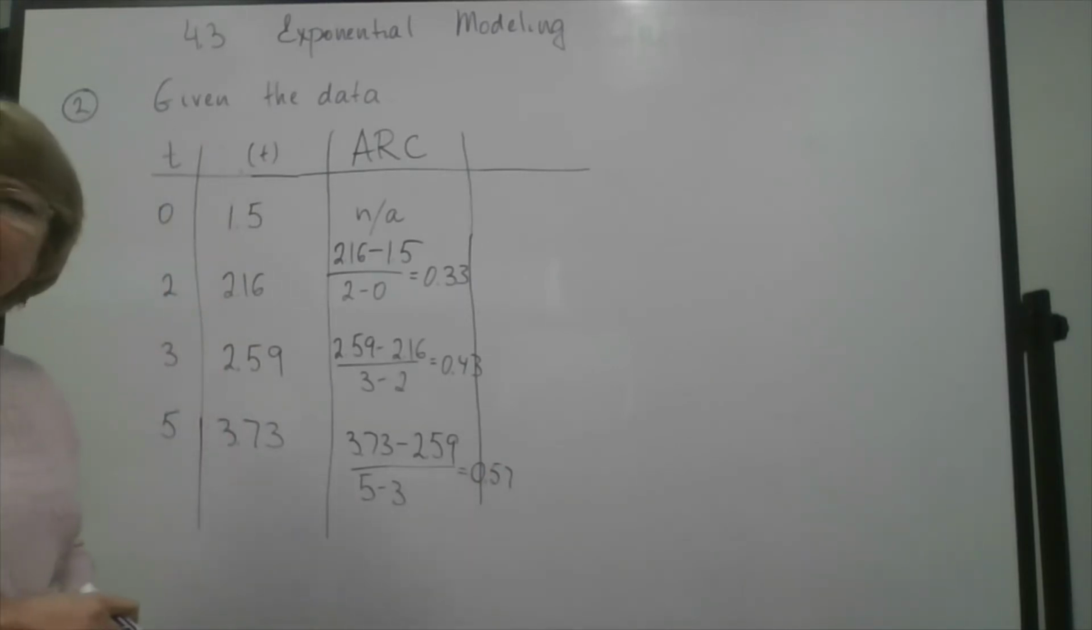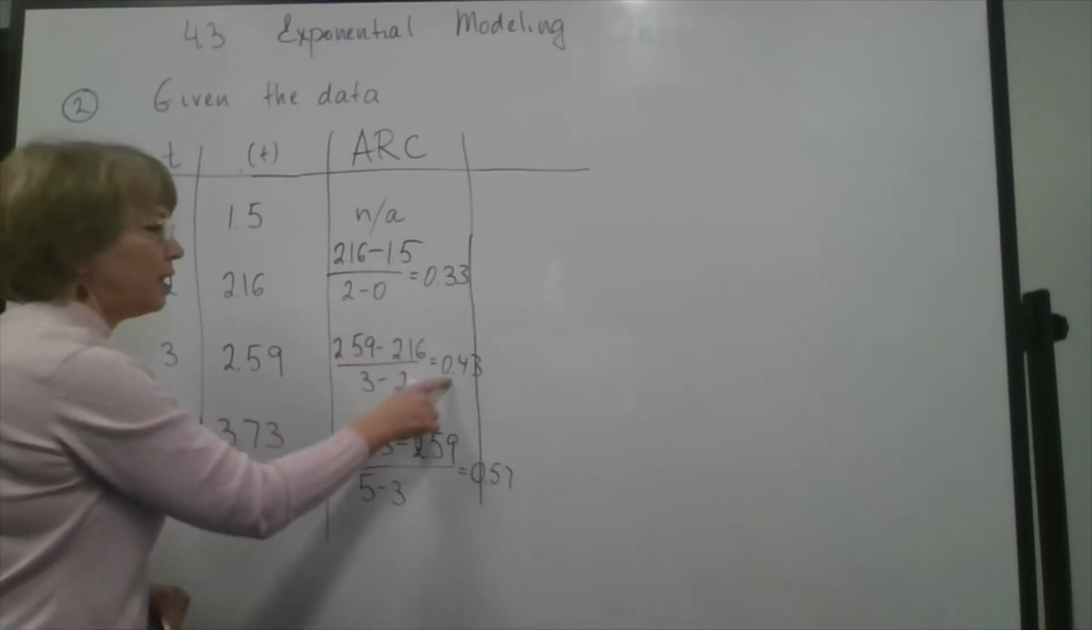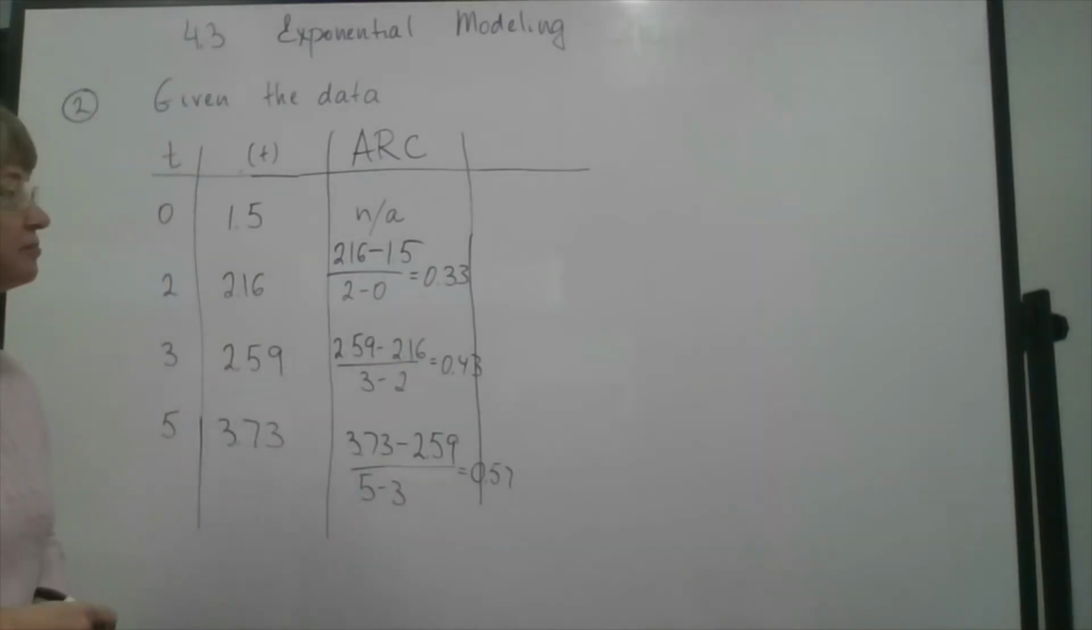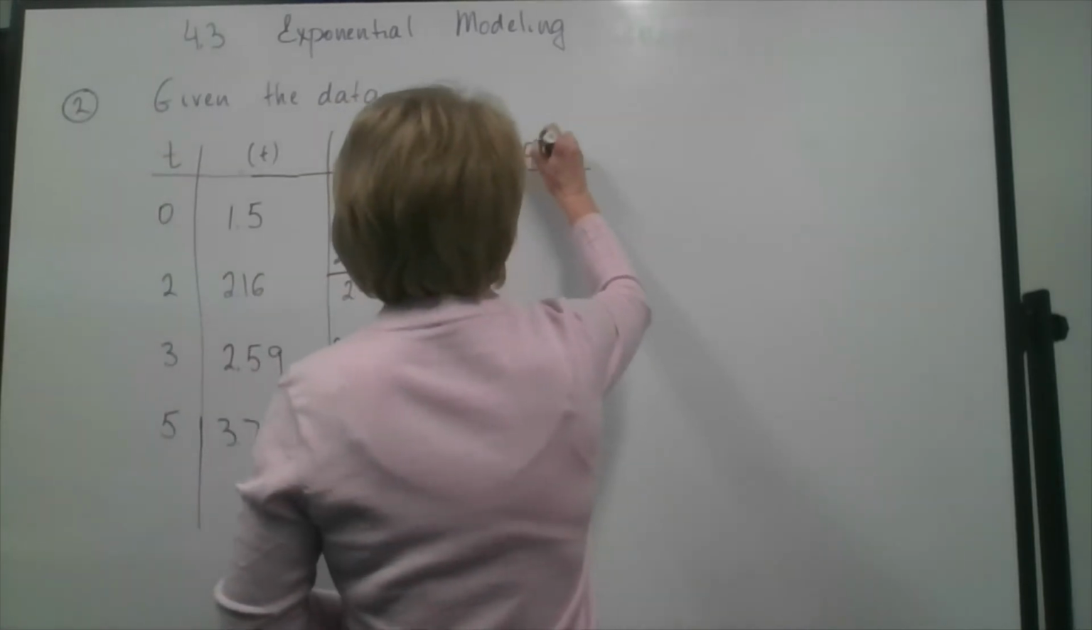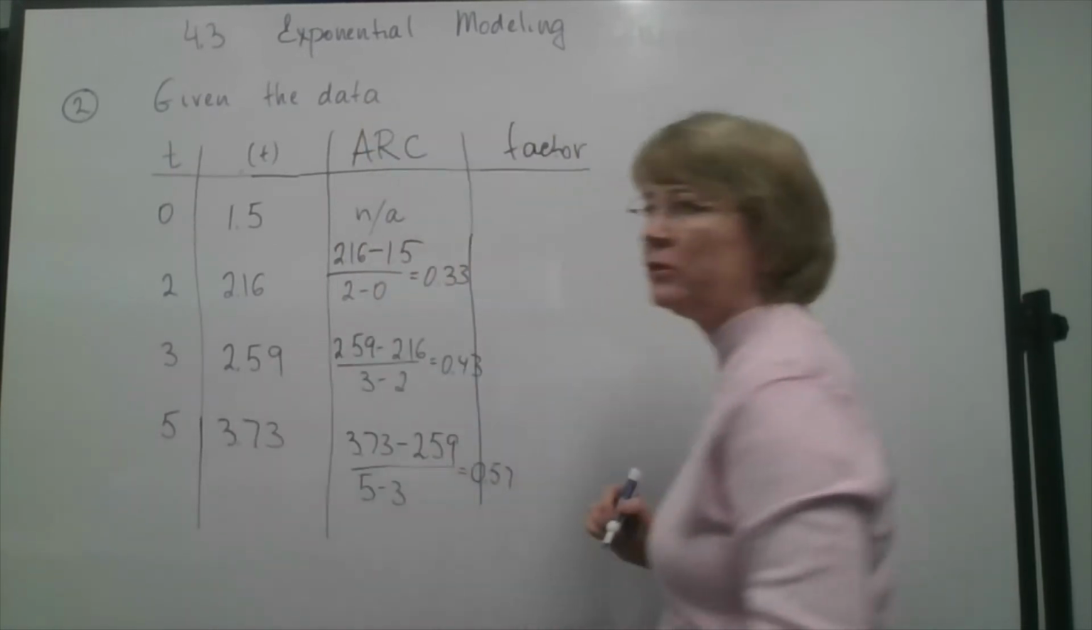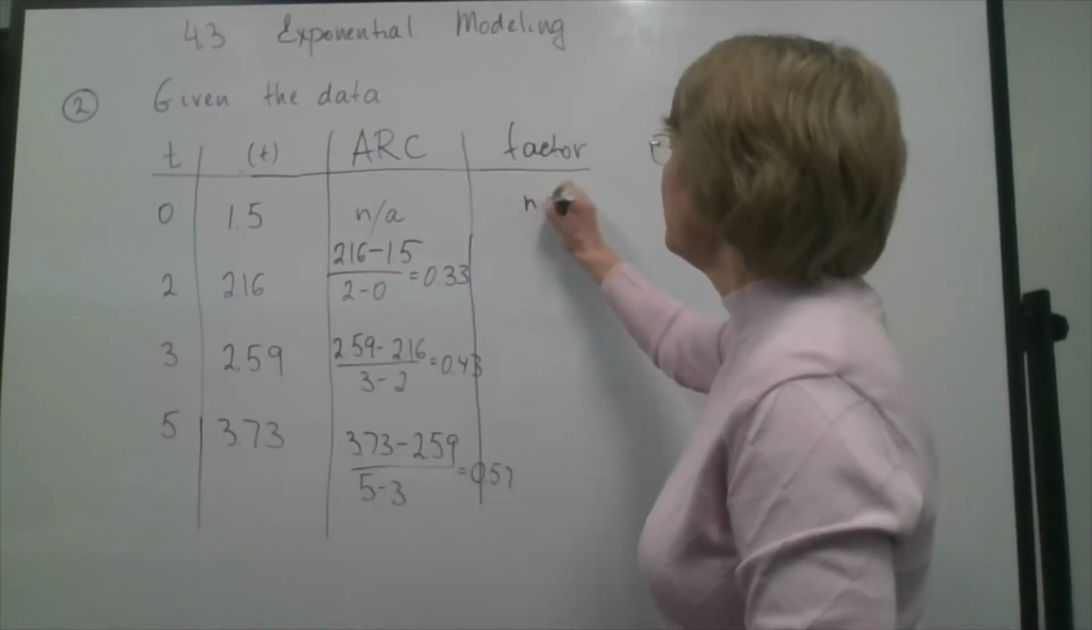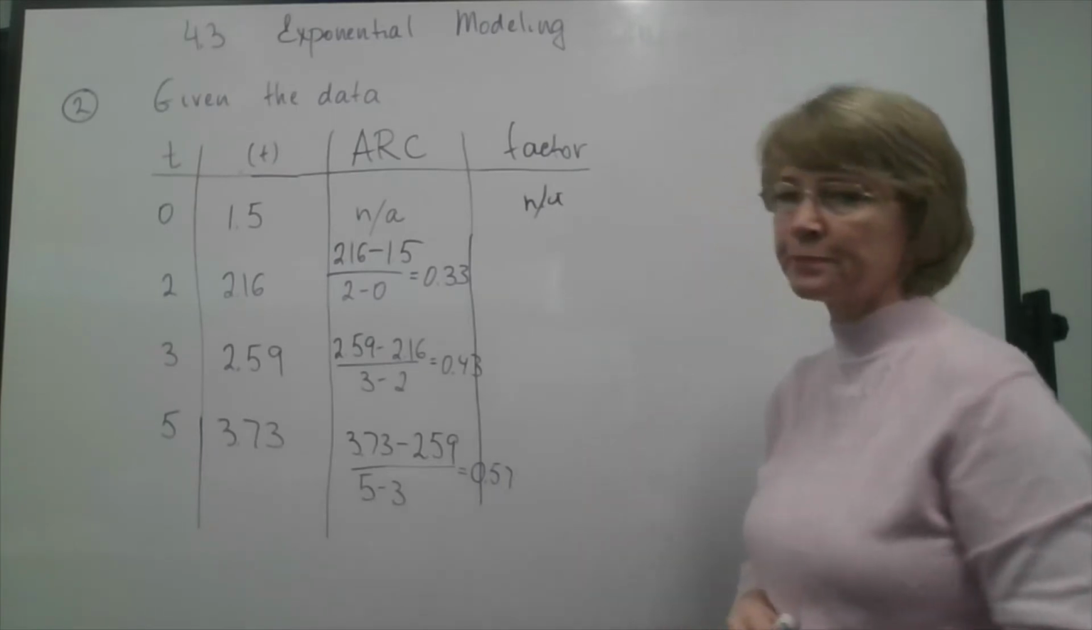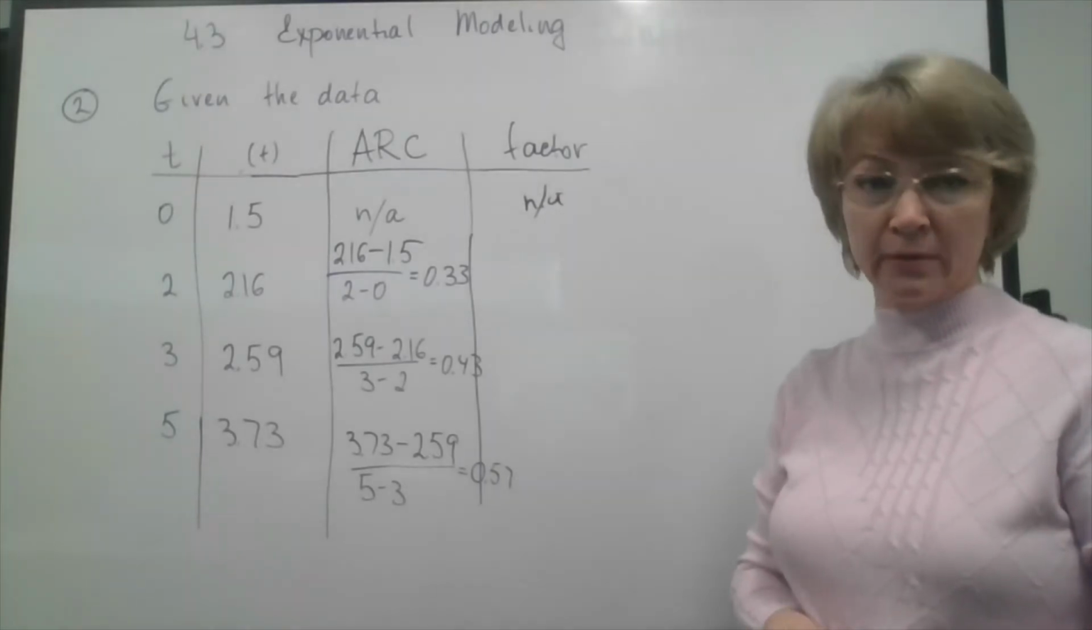So what would you say? Is this data linear or not? No, it's not linear because all the average rates of change are completely different. It's definitely not linear. Now we have to think, is this data exponential? How will we find out? We need to find the factors, and again, the first one is not applicable. How will we find the factors?